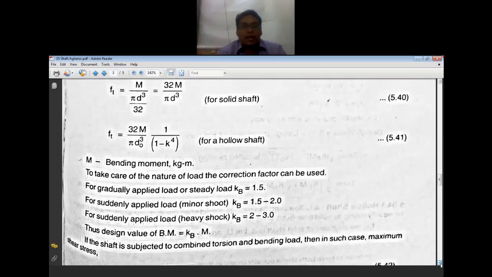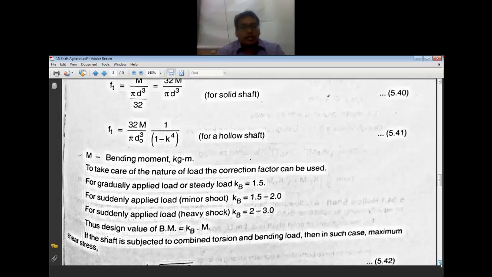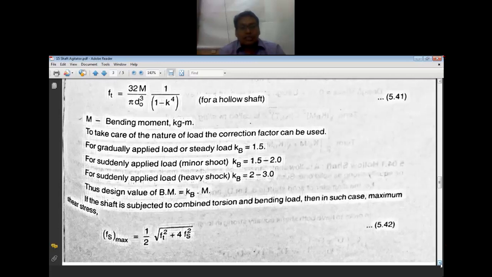Again, for the bending moment, there is a correction factor to be taken into account depending on the quality of the load. For gradually applied load or steady load, the Kb value, for the bending moment, is equal to 1.5 to 2 for suddenly applied load with minor shock, and Kb is equal to 2 to 3 for suddenly applied load with heavy shock. The design value of the bending moment is equal to Kb into M. Similarly, what we did in case of torque, where a constant Ks is incorporated, here for bending moment the constant Kb is incorporated.